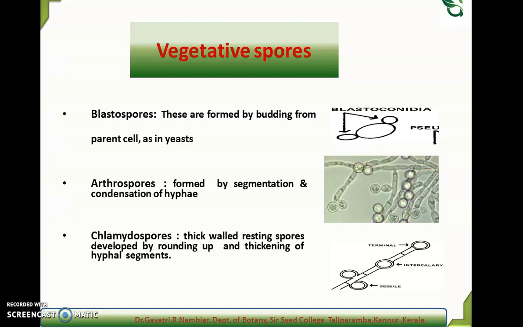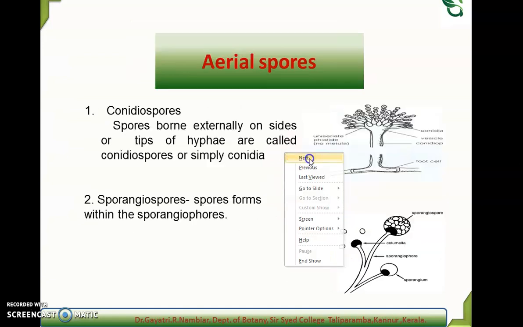And chlamydospores are similar to oidia, but here they are thick-walled and capable of storing reserve food materials. They are also capable of withstanding long unfavorable conditions. So this is the structure of chlamydospores. Here in the hyphae, the food materials are stored. The chlamydospores may be intercalary or terminal, or sessile also. These thick-walled cells are known as chlamydospores, which are resting spores. They store reserve food material and are capable of withstanding unfavorable conditions.